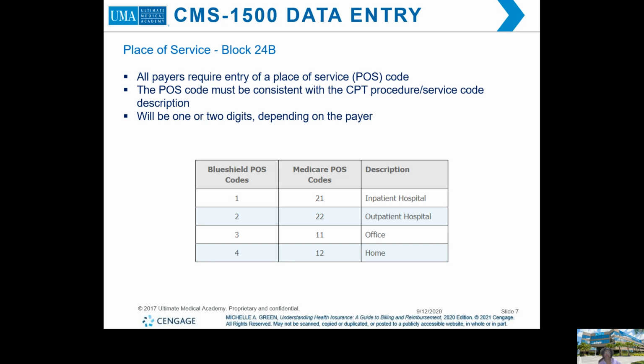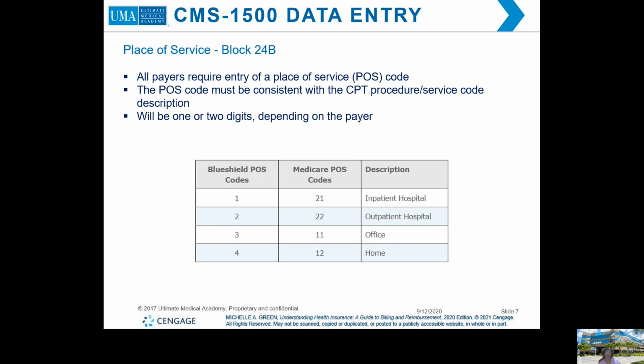So, inpatient hospital, 21. Outpatient hospital, 22 for Medicare. An office, 11 for Medicare, but 3 for Blue Cross Blue Shield. A home for Medicare is 12. For Blue Shield is 4.